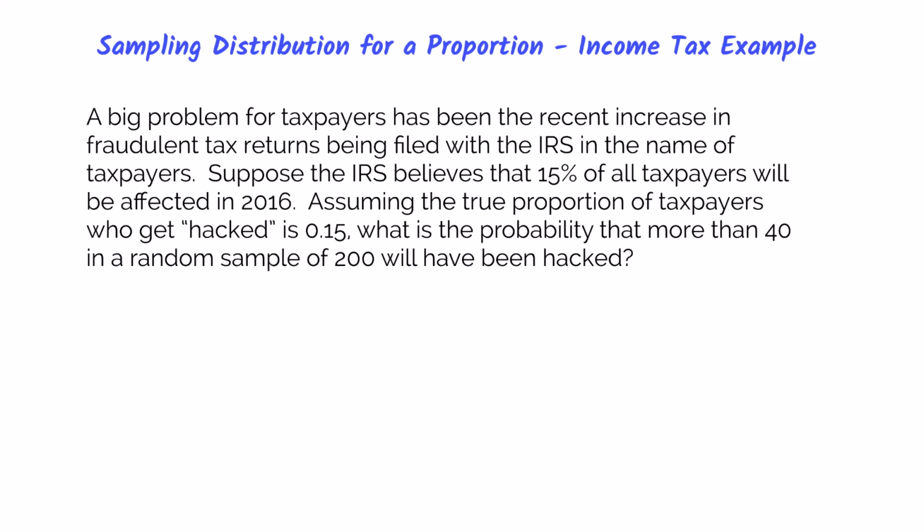So in this case, our attribute of interest is people who get hacked on their tax returns. The population proportion was provided to us twice in the story. Here, when it referenced 15% of all taxpayers, and then 0.15 for the true proportion of taxpayers who get hacked. So we have our p at 0.15, which is our population proportion. We also need to calculate our sample proportion. So here's our formula for that again. At the end of the story, it tells us the probability that more than 40 in a random sample of 200 will have been hacked. So if 40 is our x, or the attribute of interest, and 200 is our sample, we divide 40 by 200 and we get 0.20 for p-bar, or the sample proportion.